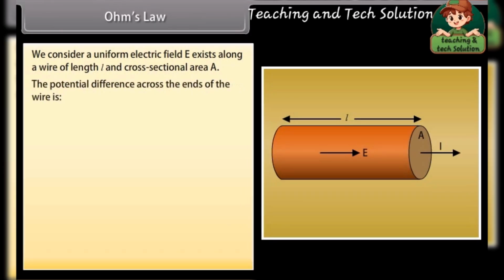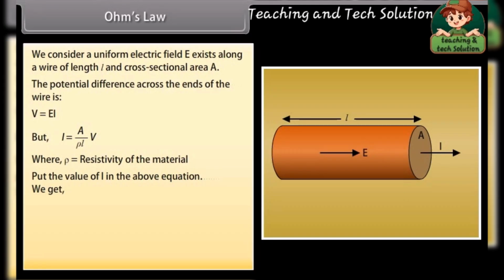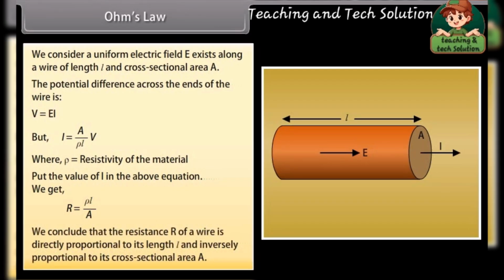The potential difference across the ends of the wire is given by V is equal to EL, but I is equal to A upon rho L multiplied by V, where rho is the resistivity of the material. Put the value of I in the above equation. We get the value of resistance, which is equal to rho L upon A. We conclude that the resistance R of a wire is directly proportional to its length L and inversely proportional to its cross-sectional area A.